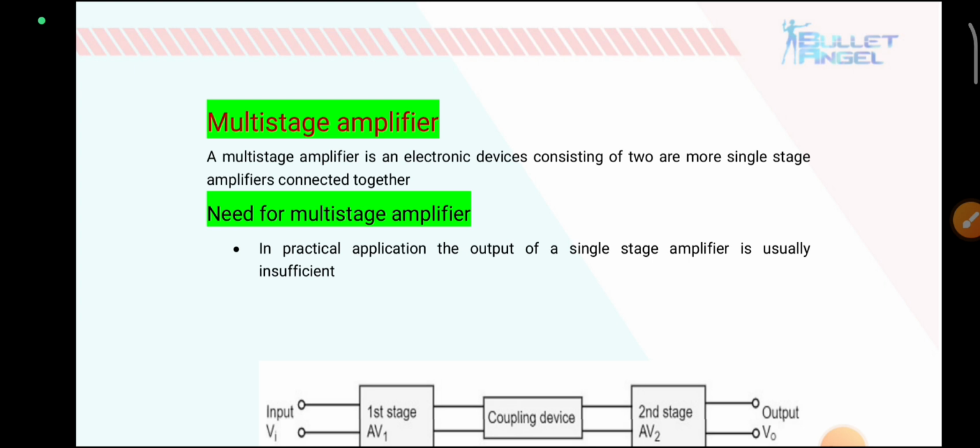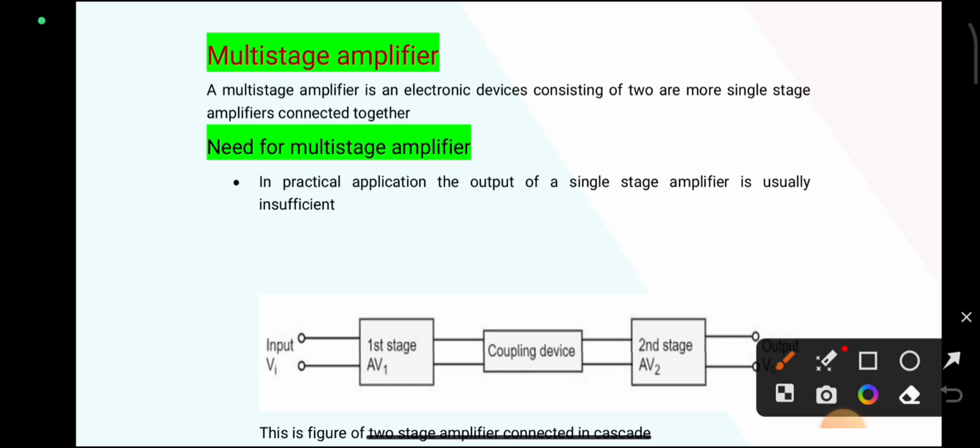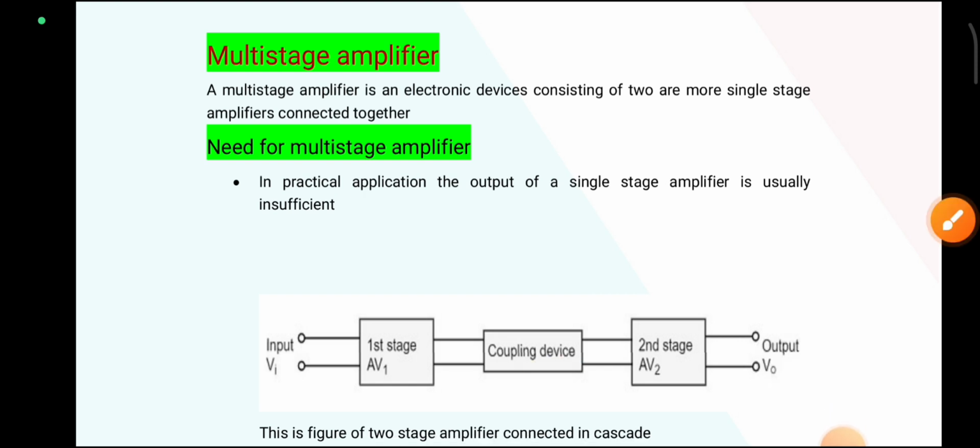So multistage amplifier is an electronic device consisting of two or more single stage amplifiers connected together, means connected in cascade form. So one of the single stage amplifiers is connected to the next single stage amplifier. The output of the first single stage amplifier is connected to the input of the second single stage amplifier by using the coupling devices. So these are the coupling devices. Okay, this is called multi-stage amplifier.